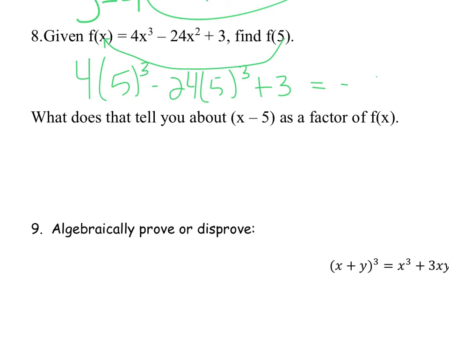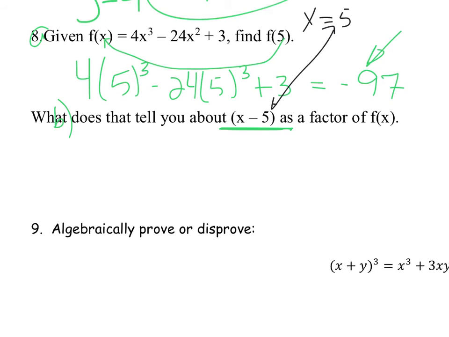And you're going to get negative 97. Now what's the connection between part A and part B? This is A, this is B. It says, what does that tell you, this result, tell you about x minus 5? Well, this is interesting. We plugged in x equals 5. How are these connected? If you just subtract the 5 over, you'd end up getting x minus 5. So this is really what this is getting divided by.